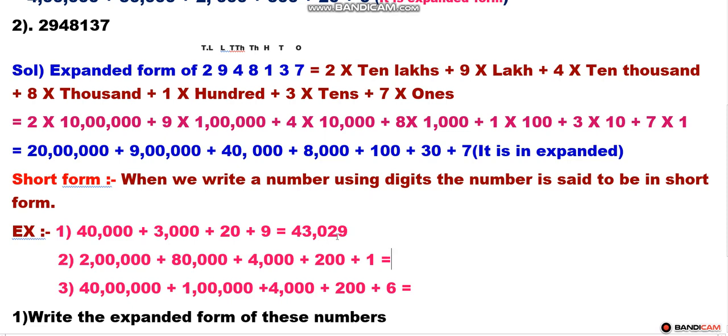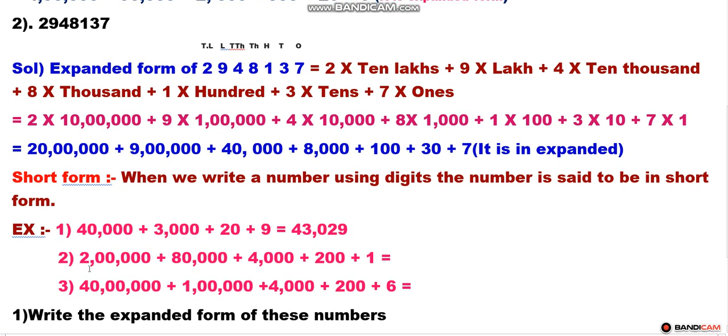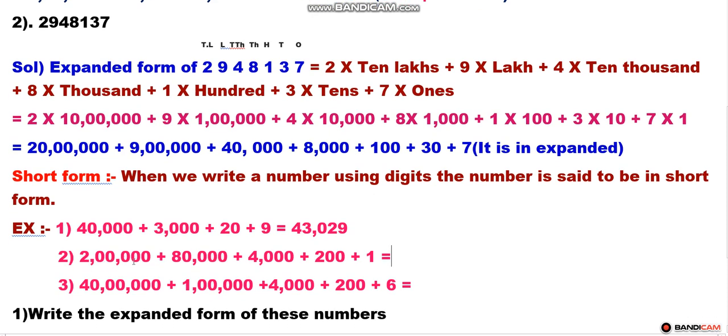Ones period, how many digits? 3 digits. Ones, tens, hundred. 3 places. Okay. It is 43,029. Go for the next. Next number, what is that? Ones, tens, hundred, thousand, 10,000, lakhs, 10 lakhs. How many lakhs are there here? 2 lakhs. Plus it is 80,000 plus 4,000 plus 200 plus 1.